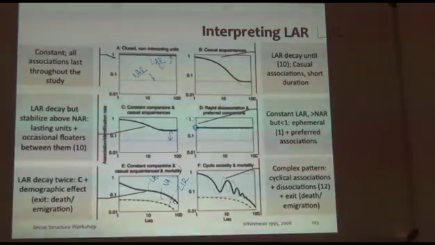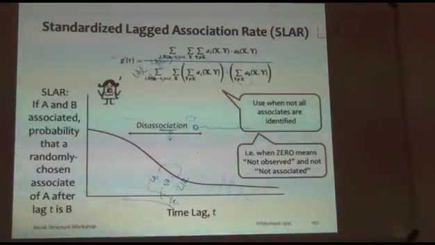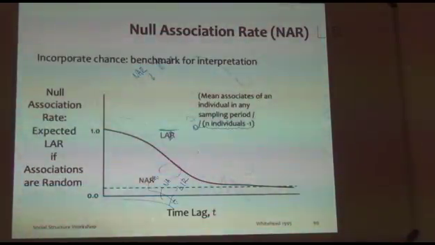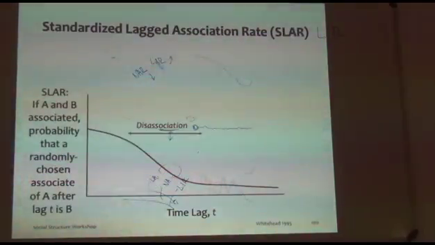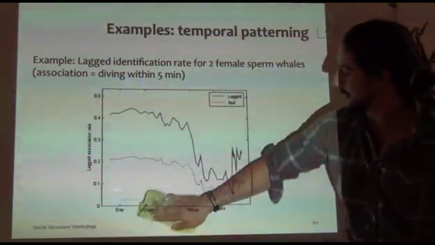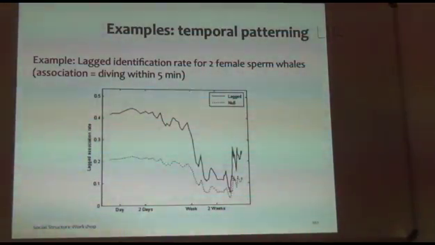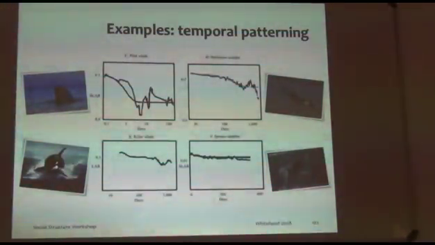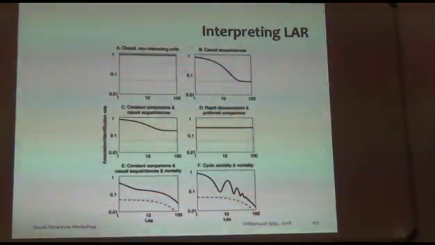Yes? Is the lagged association rate versus the null line relative to one another? If you go back two slides to the temporal patterning, the one with the two female sperm whales, yes, that one. If you compare the lagged one versus the null one, they behave similarly, they're kind of relative to one another. Would you consider that closer to the constant one because they're relative to one another, or would you consider it more towards the complex one at the end because it jumps up and down and goes back?